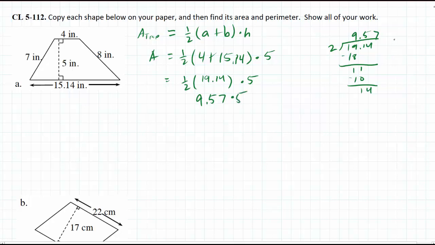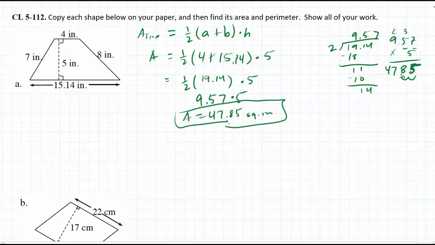Let's go ahead and multiply that out. 9 and 5700ths times 5. 7 times 5 is 35. 5 times 5 is 25, plus 3 is 28. 9 times 5 is 45, plus 2 is 47. Move the decimal over 2 place values. So we have 47 and 85 hundredths square inches is the area. And hopefully remember we're not done because we still have to find the perimeter.